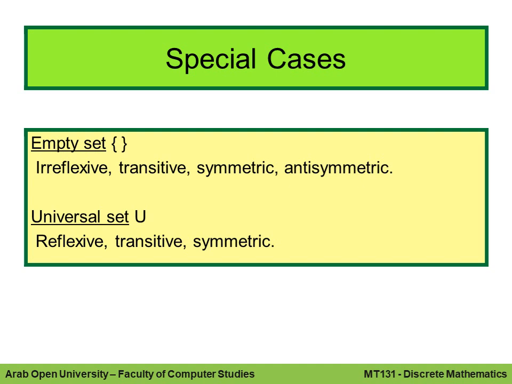The other special relation is the universal relation. Take all the ordered pairs in A times A, so everything is related to everything. This universal relation will be reflexive, transitive, and symmetric.